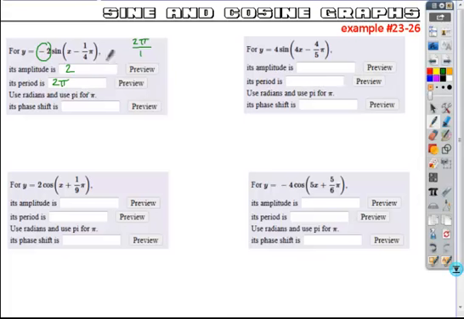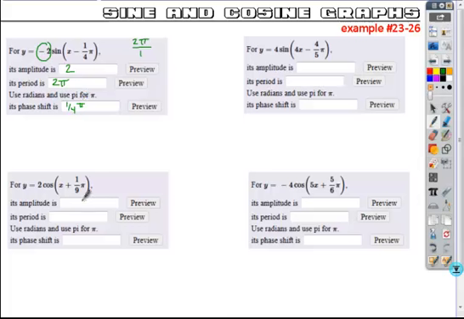And then the phase shift is whatever value of x gives you a 0 inside your function. So what value of x gives you a 0 in here? So 1/4 pi, right? It's just like with every other function that we've ever done. It's the exact same rule. And because it's a positive 1/4 pi, that is a phase shift of pi over 4 to the right.